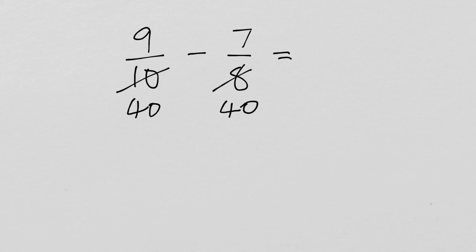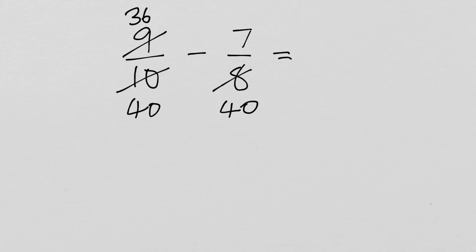So how did I go from 10 to 40? Well, 10 times what made 40? 10 times 4. So I got a times 4 on the top because I times 4 on the bottom. I multiply by 4 on the bottom, multiply by 4 on the top. 36. That's what 9 times 4 is.